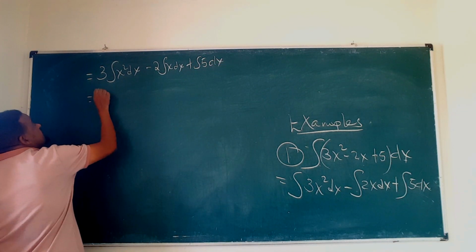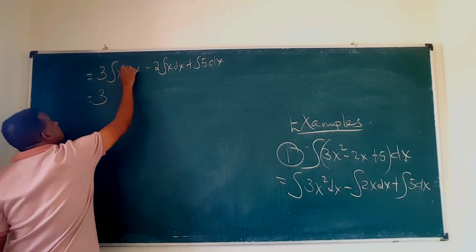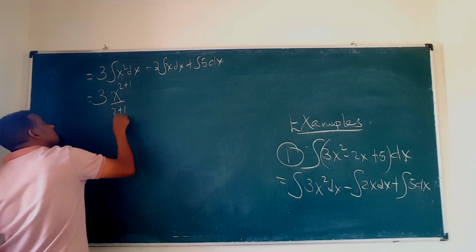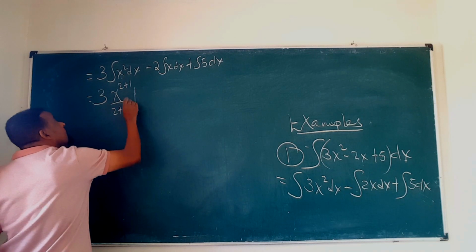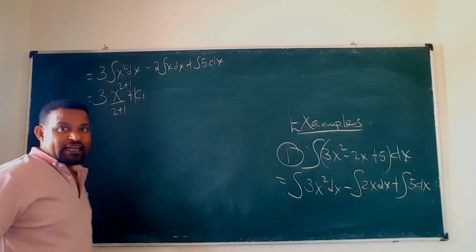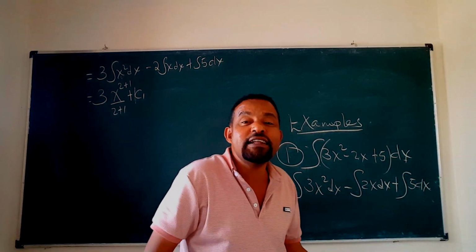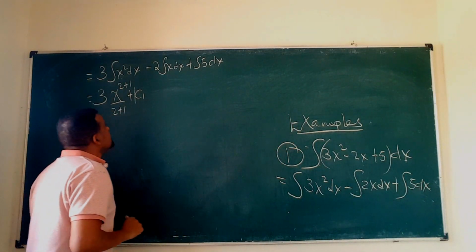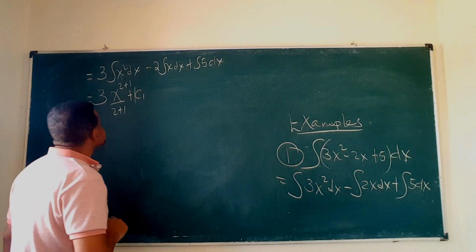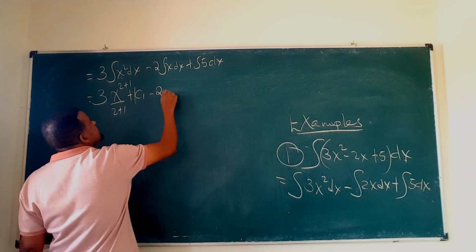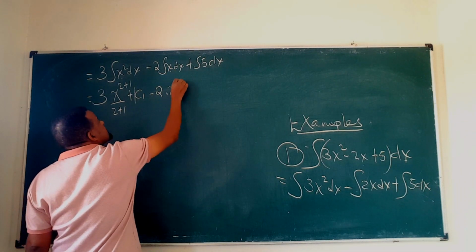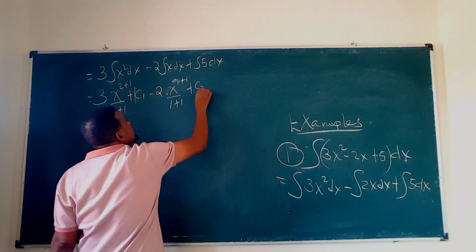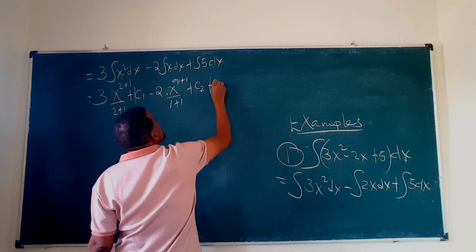So this is 3 times the integral of x squared, which is what? Power rule: x the power of 2 plus 1 over 2 plus 1 plus c1. We add a separate c1, c2, c3 for each and later combine all the c's into one c, because c is a constant of integration. Then minus 2 times the integral of x, which is x the power of 1 plus 1 over 1 plus 1 plus c2, plus the integral of 5, which is what?